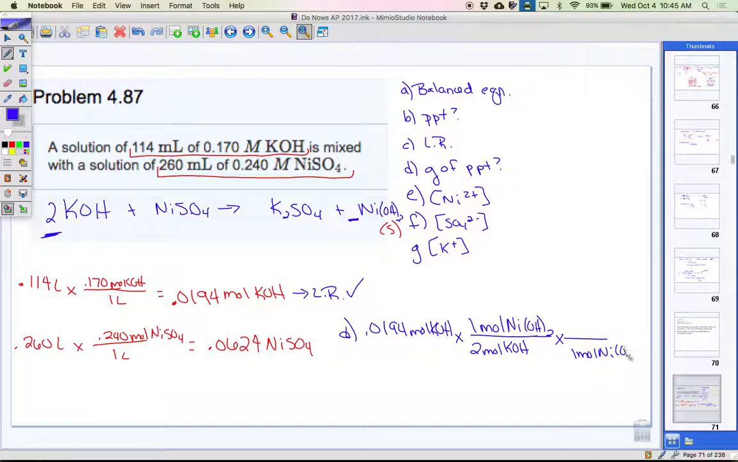Did anybody add it up? Of the nickel hydroxide? 93? Wait, why did you start... I got the answer right, so. Okay. Did you start with 0.0194 because of the KOH? No, I started with this because it was the limiting reagent. So when it runs out, that's all I can make. So I have to do the stoichiometry based on the limiting reagent, right?